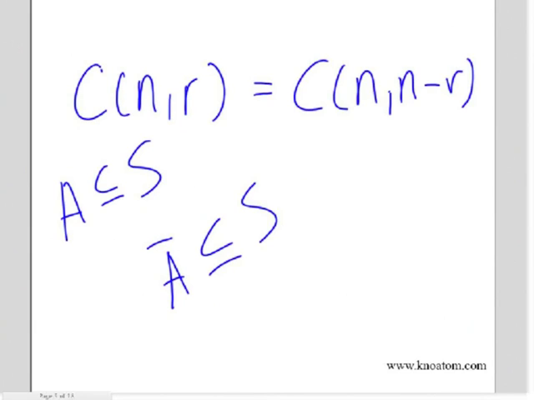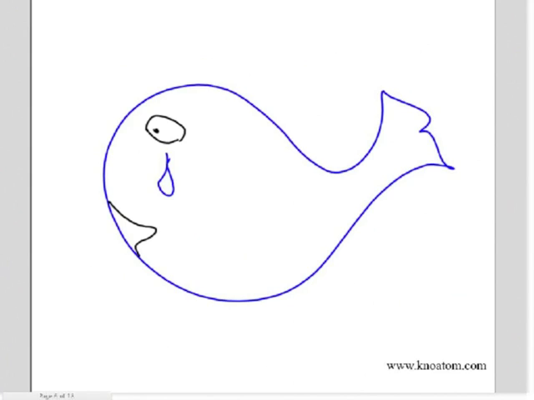Alright, to provide some context for this argument, let's consider the horrible occurrence of whale killing in our world today. Let's say that for every 10 whales, 1 is killed by a whaling vessel. And so that would mean n equals 10, and we're looking for r equal to 1.